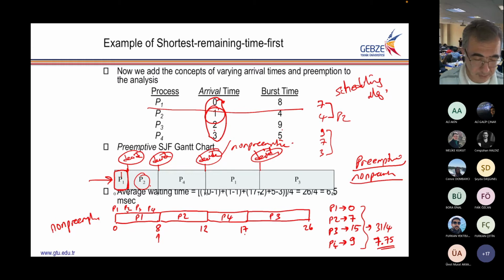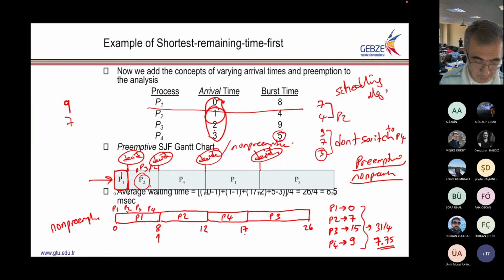Because here is the coming point of P3. At this time, I don't switch to P4. Yet P2 is shorter, so I keep going. Then P4 comes. Burst time is 5. When that burst time is 5, I compare 9, 7, which are the remaining ones.